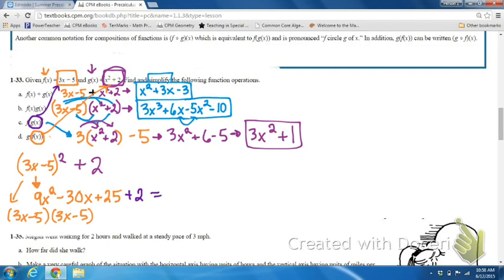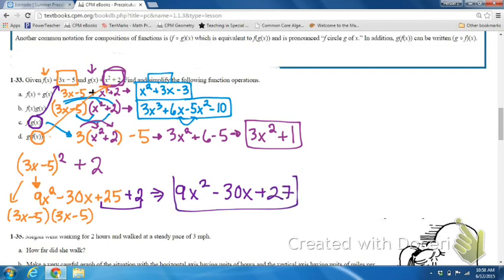Yay. All right, so from here, we just simplify. The only thing we can do is combine the 25 and the 2, right? So my final answer is going to be 9x squared minus 30x plus 27, and that is the expression that's the composite function of g of f of x.